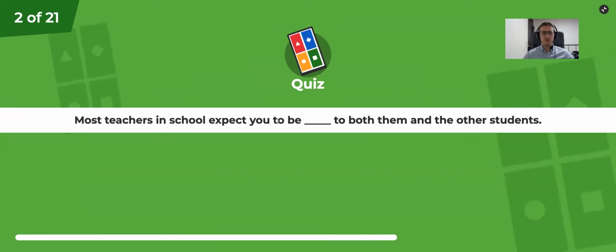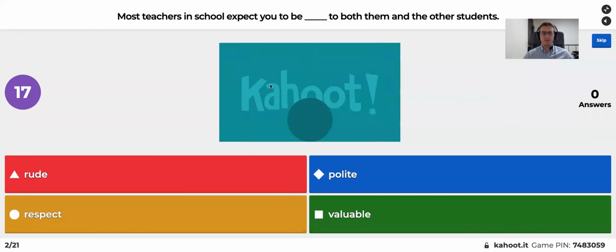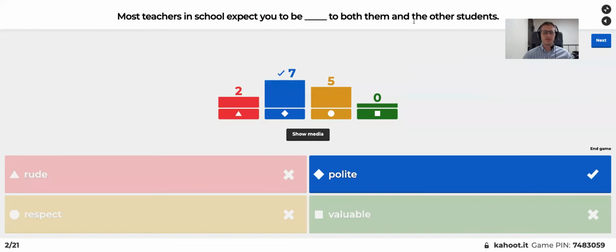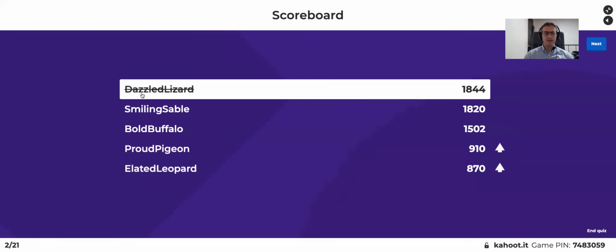Most teachers in school expect you to be blank to both them and the other students. So teachers in school expect or want you to be blank to the teachers and the other students. Polite, right? So in my class, I tell you it's rude to not do the chatting activity with other students because you could hurt their grade, because that's not polite, right? So when I say it's rude, I mean it's not polite. Okay, so Dazzled Lizard still on top, and Proud Pigeon and Elated Leopard are moving up. Nicely done.